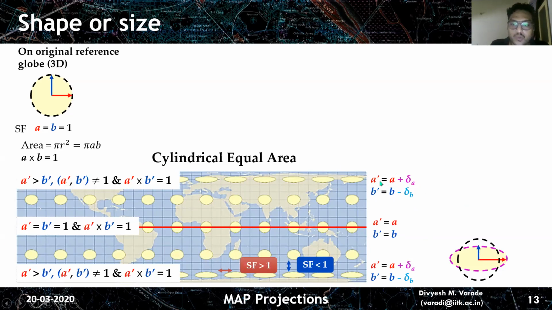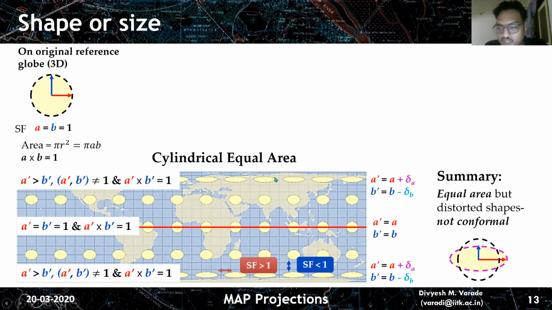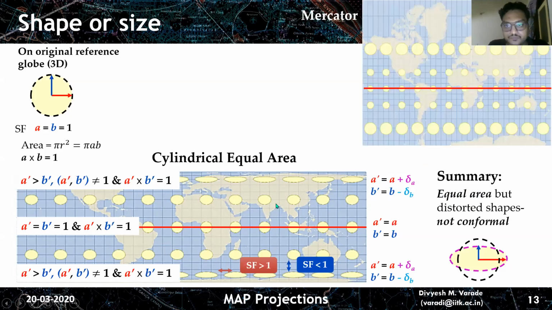Therefore, when we take the product of the new scale factors, because there is a reduction and an increase, when we multiply them the product of the scale factors is still 1, while both of them are no longer equal. Basically, this indicates that this new map shows equal areas but distorted shapes. So this is the equal-area projection with non-conformal properties. Let's take another example, the Mercator projection.